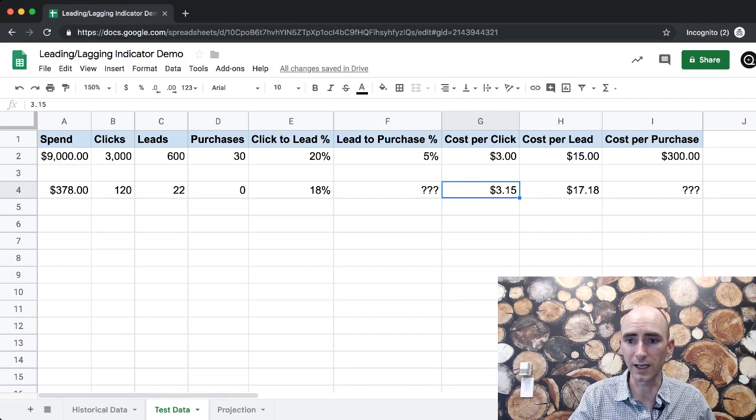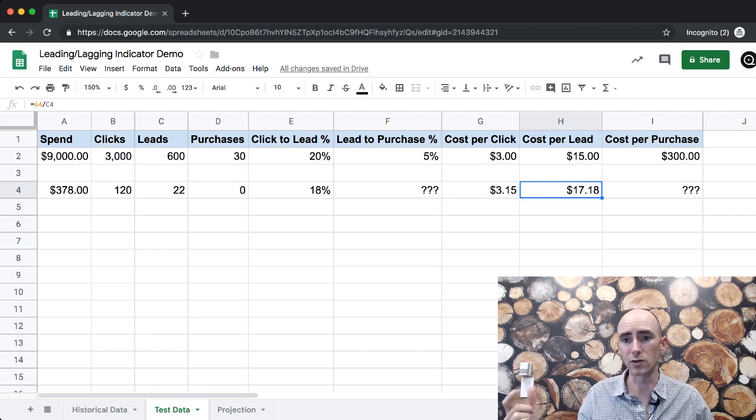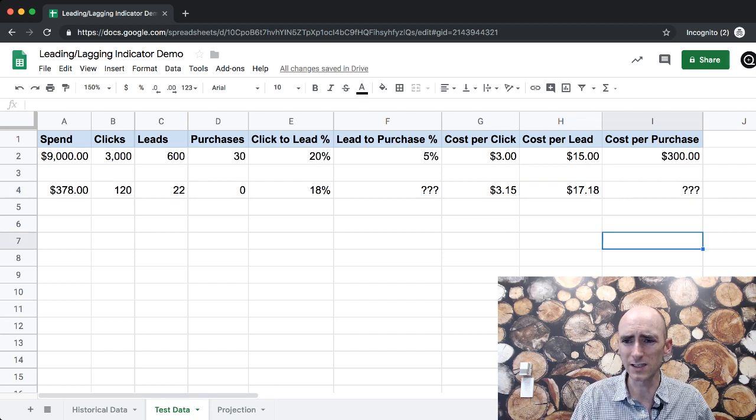So that's resulting in a cost per lead, which is a little bit over $2 higher. But the question is, what would that back out to in terms of cost per purchase? Well, again, we can't calculate it right now because we don't have any purchases yet. But what we can do here is make some assumptions. Let's assume that the lead to purchase percent is the same as it has been historically for this test. So what would that do?